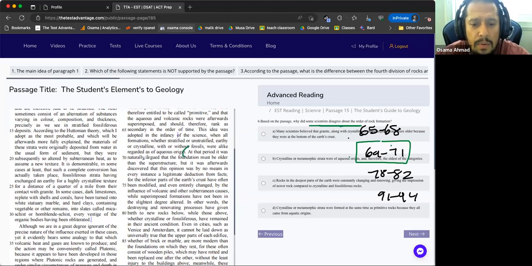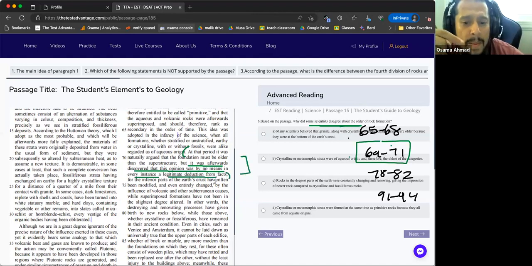Right here, at that period, it was naturally argued that the foundation must be older than the superstructure, but it was afterwards discovered that the opinion was by no means in every instance a legitimate deduction. This is a disagreement. بيقول لي الopinion ده غلط. That opinion is not a legitimate deduction, right? It was discovered that opinion was not a legitimate deduction. يعني بيقول لي الopinion ده مبنية على logic غلط أو faulty logic. So 69 to 71 is our answer للevidence.